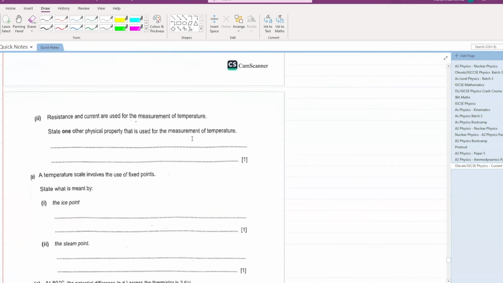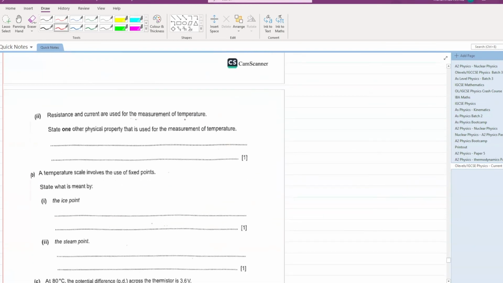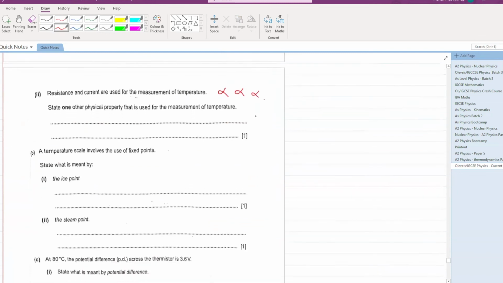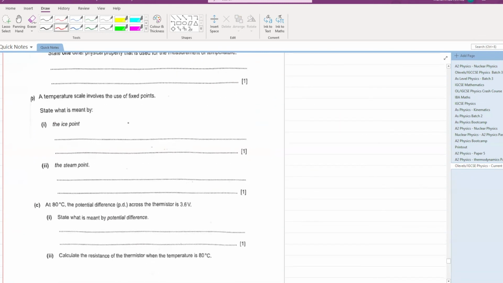Let's further move ahead. Resistance and current are used for the measurement of. Okay, this has been excluded from the syllabus, so you don't need to do this question. A temperature scale involves the use of fixed points. State what is meant by ice point, the melting point of ice. However, I think this is also excluded. The steam point, that is the boiling point of water. But this is very, very easy. But these also have been excluded.